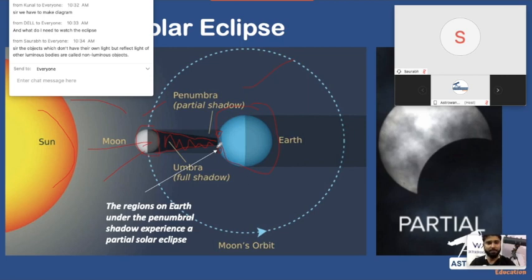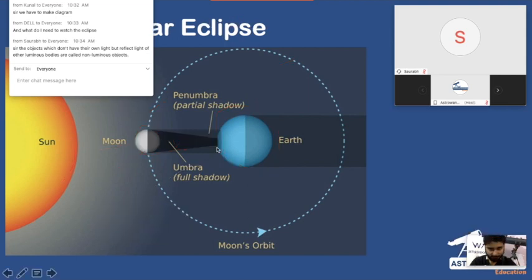I believe every one of you understood the partial eclipse, when the moon is not completely able to cover the sun, but is covering the sun partially. Now let's talk about the total solar eclipse.